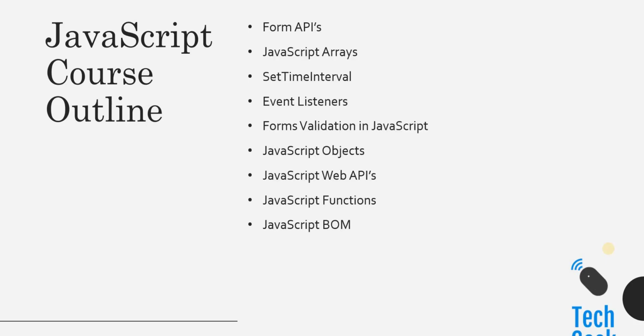Then we will switch to some of the advanced JavaScript topics, and they are really advanced level topics. You will not find these topics in normal tutorials, but I will teach you. In advanced topics, we will learn form APIs, different HTML forms. For these we use JavaScript APIs. Then JavaScript arrays, what is set time interval, what are event listeners, different kinds of event listeners we will discuss also. Then we will switch to form validations with JavaScript.